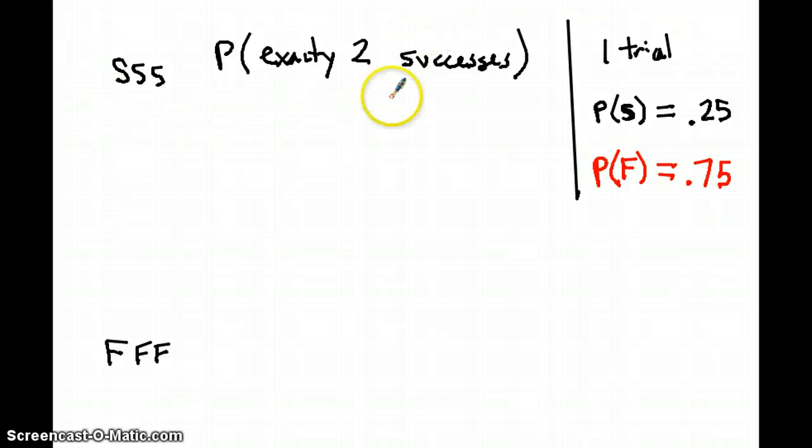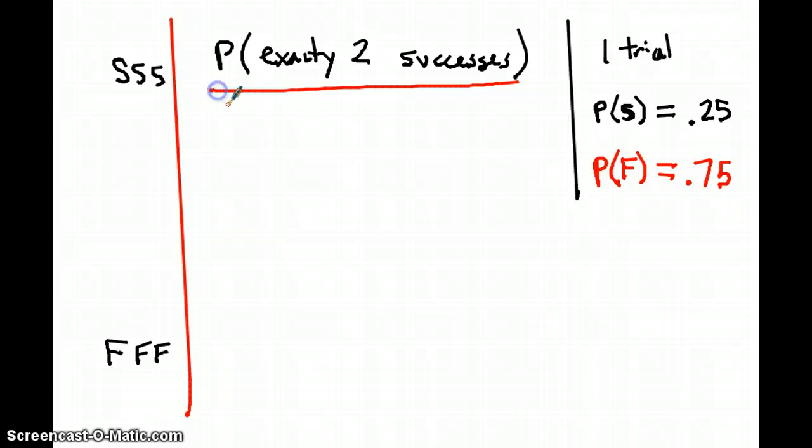Let's say we have 3 students applying to this college, and we want to know what's the probability that exactly 2 of them are going to get in. This is how we do that. We would find the whole distribution of that.